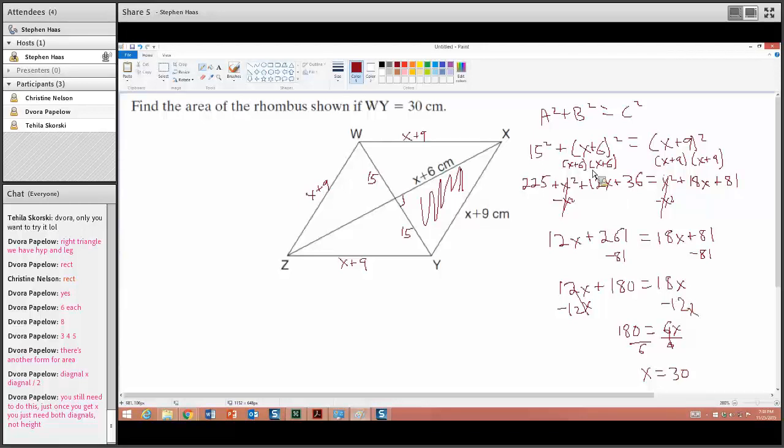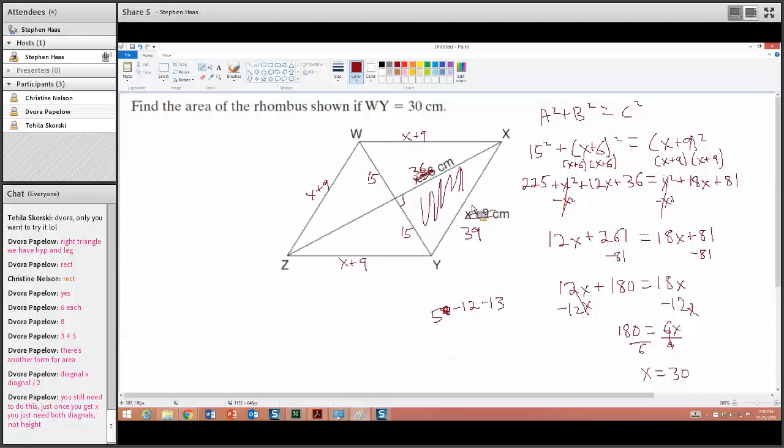Once you have x, x plus 9 becomes 39, sorry, not 30. And x plus 6, of course, becomes 36, once you know what x is. Notice what type of triangle this is. Remember, there was a 3, 4, 5, which we saw last problem. There's a 5, 12, 13, and there's an 8, 15, 17. This is actually a 5, 12, 13 triangle. It's just a multiple of 3.